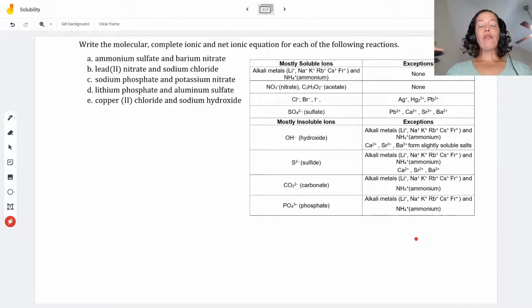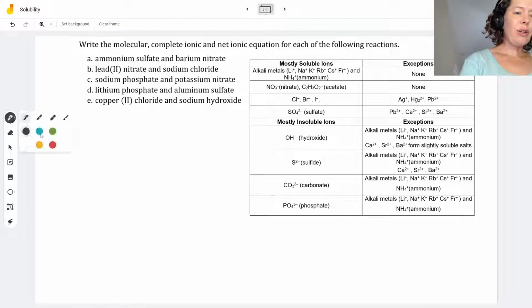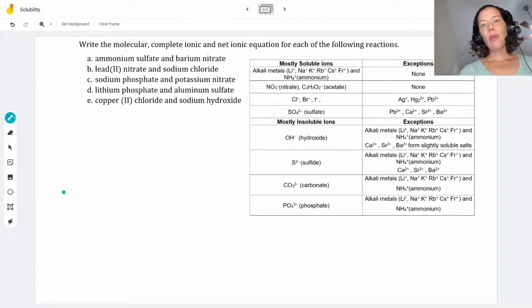Okay, so for this first multi-part problem, all we're going to do is react two compounds, and we want to write the molecular, the complete ionic, and the net ionic equation for each of these. So we'll just work our way through, and I'm hoping that I've got enough space on this page. Anyway, we'll just start and we'll see what we've got. Okay, so we'll start with problem A, which is ammonium sulfate and barium nitrate. So we'll start with the molecular equation because that is going to be our easiest, and we will move from there. Okay, so this is part A.